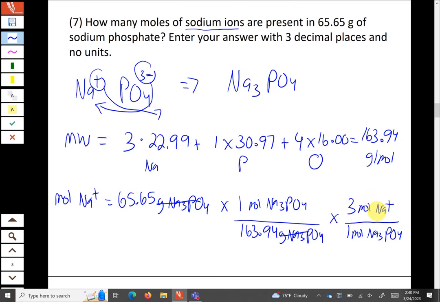So this last step is critical because we're looking for the moles of sodium plus, not just the moles of the compound. And so that gets us then to 1.201. 3 decimal places is what we're looking for, so that would be moles of sodium plus. We would just enter the number into Blackboard. So don't forget that last step. This is a relatively straightforward mass to mole calculation to start with, but this last step is one that we need to make sure we're accounting for correctly.